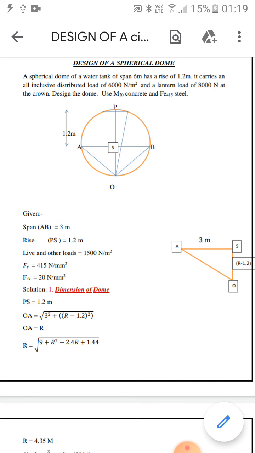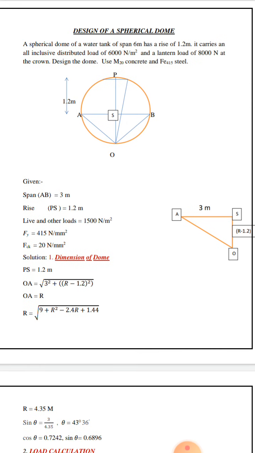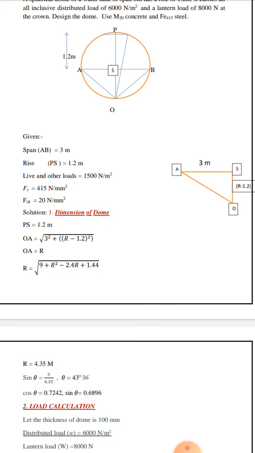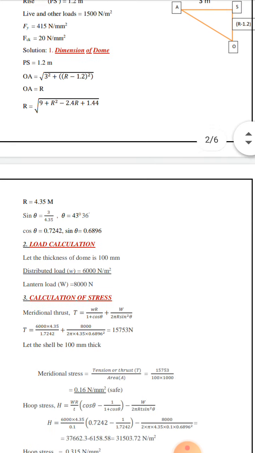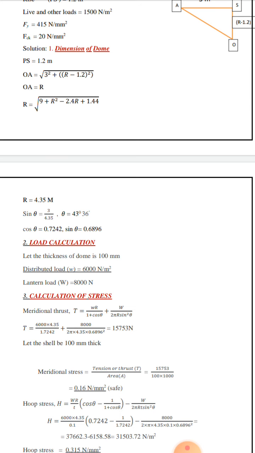So first we have to find out what is the radius of the dome. For that we consider the triangle OAS. In that, AS is half of the span, 3 meter. OP is R, so OS is R minus the rise, R minus 1.2. Using Pythagoras theorem, we get the R value as 4.35 meter. Then sin theta is 3 by 4.35, and similarly cos theta. After that you calculate the load.